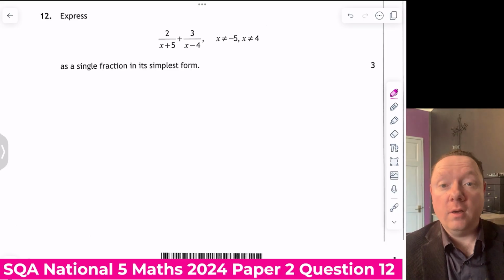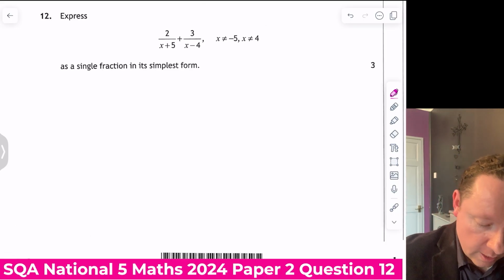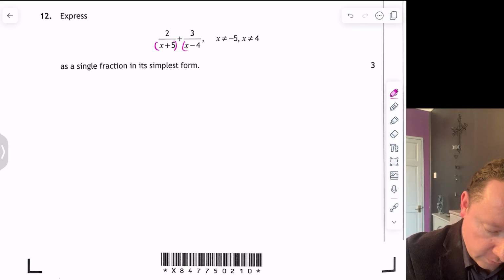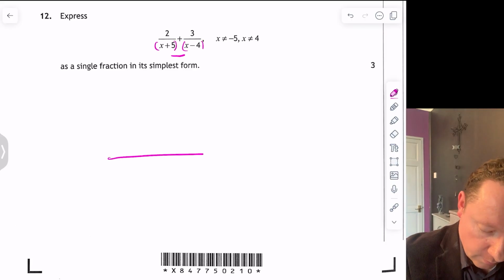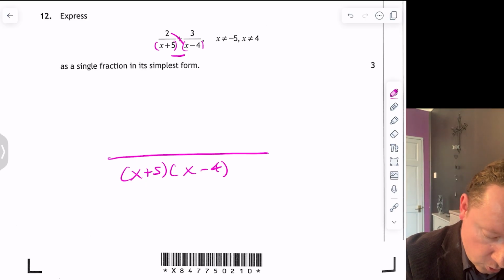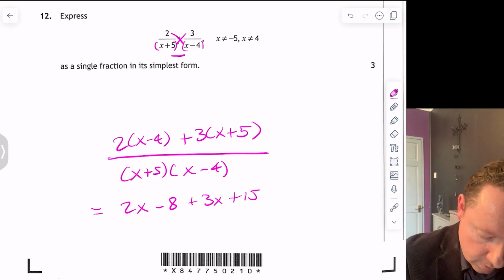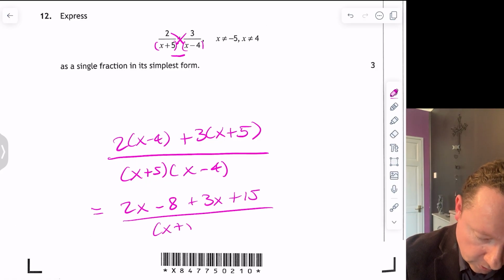SQA National 5 Maths 2024 Paper 2 Question 12. Express that as a fraction in its simplest form. Just imagine there's brackets around this. We're adding fractions, so common denominator, times them together, x plus 5 over x minus 4. This times this, 2x minus 4, plus this times this, 3x plus 5. So that gives me, expanding the top, 2x minus 8 plus 3x plus 15 all over x plus 5, x minus 4.